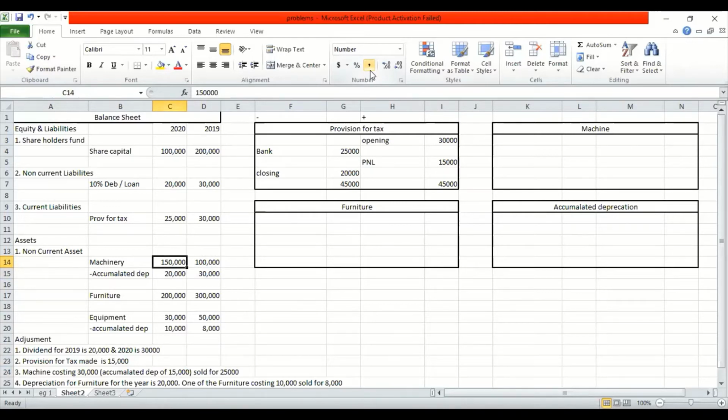Machinery account opening is 1 lakh and closing is 150. I hope you all know machinery is an asset, and an asset carries which balance? Debit balance. Okay, so over here I'm going to write opening, and over here I'm going to write closing. And what is the figure here? 1,50,000. Accumulated depreciation is exactly opposite of machinery account. You can consider it a kind of a liability, which carries a credit balance. So the opening of 30,000 you will be writing on the credit side.